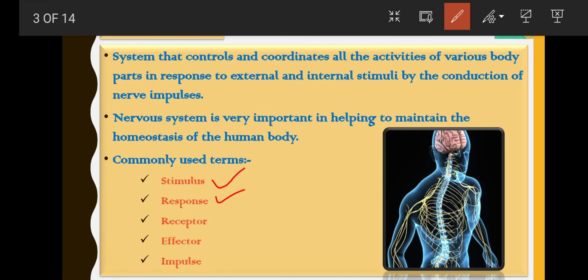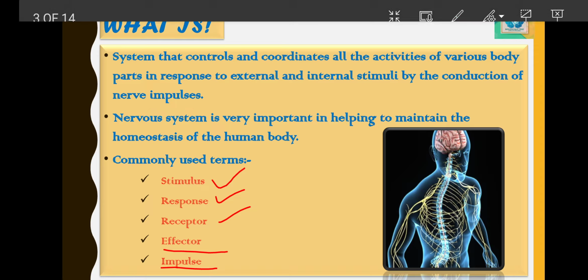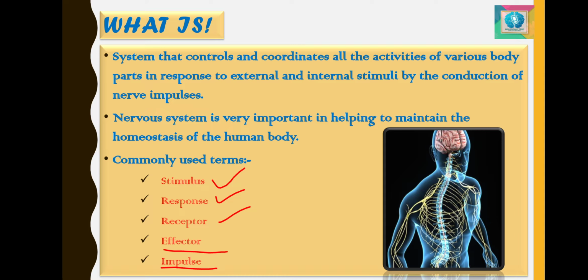The third term is receptor. Receptors are the nerve cells or an organ which is capable of perceiving the stimuli and setting up an impulse towards the central nervous system. The next is the effectors. Effectors are the body parts such as the muscles or the glands which act according to the orders given by the central nervous system. And the last term is the impulse. Impulse refers to the electric signal which is produced by a neuron when it is stimulated. These impulses are also termed action potential.